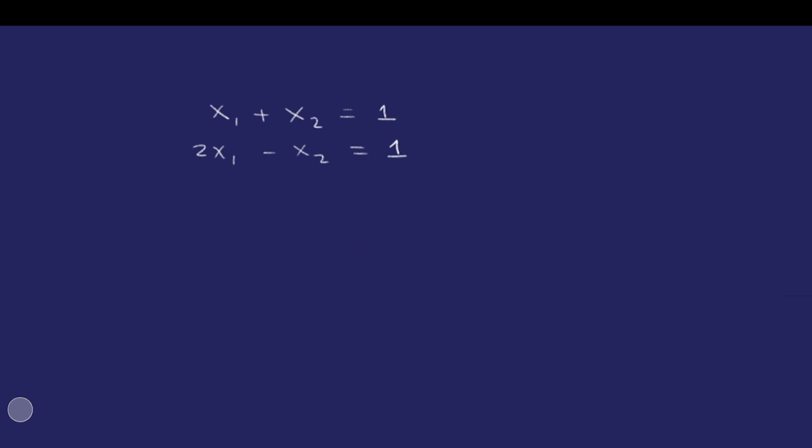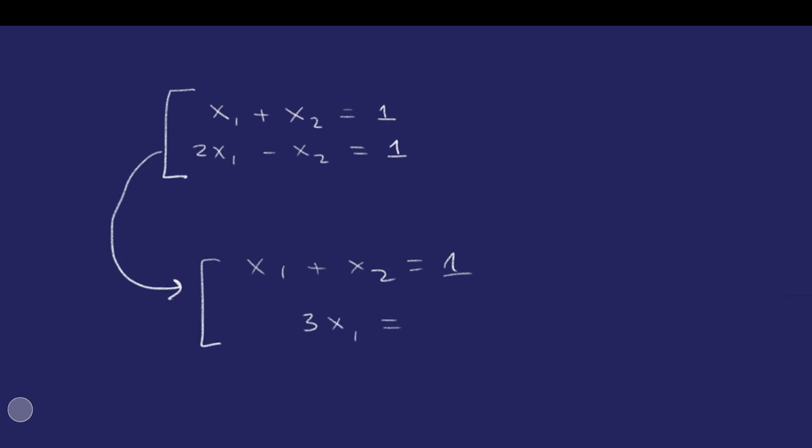One thing we can always do with equations is add multiples of one equation to another equation. And that will never change the solutions of the equations. For example, if I start with this system of equations, and instead of the second equation, I replace it with the first equation plus the second equation, I've turned this system into a new system. x1 plus x2 equals 1, and the other equation is now 3x1 is equal to 2.